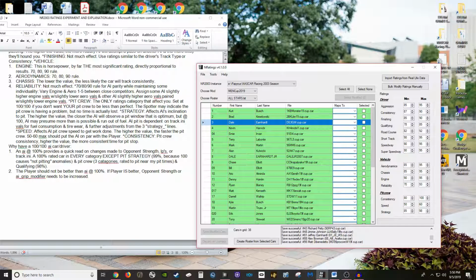Same thing for Kevin Harvick. Typically over his career, he's not as good at short tracks, so his numbers aren't as high. So I'll go anywhere from 90 to 95 for Hall of Fame drivers in a certain area.